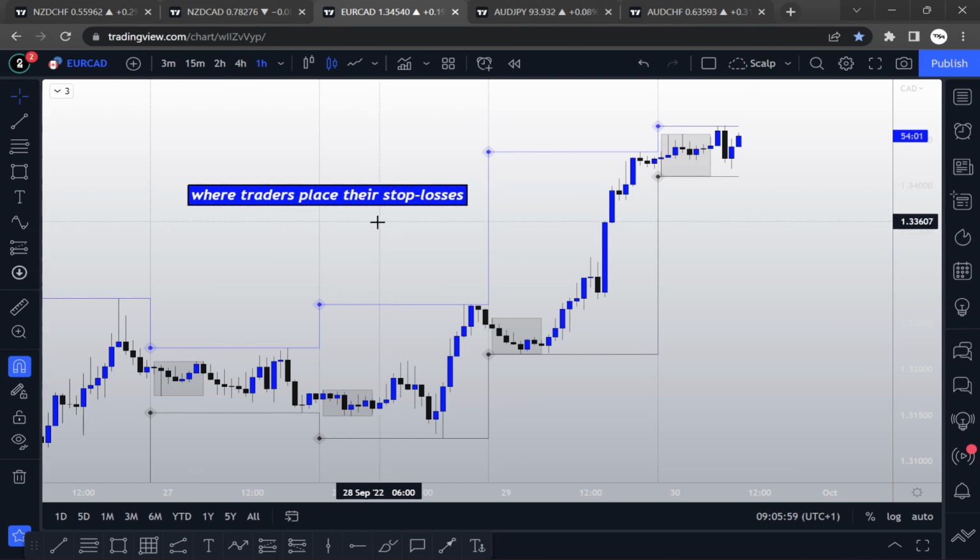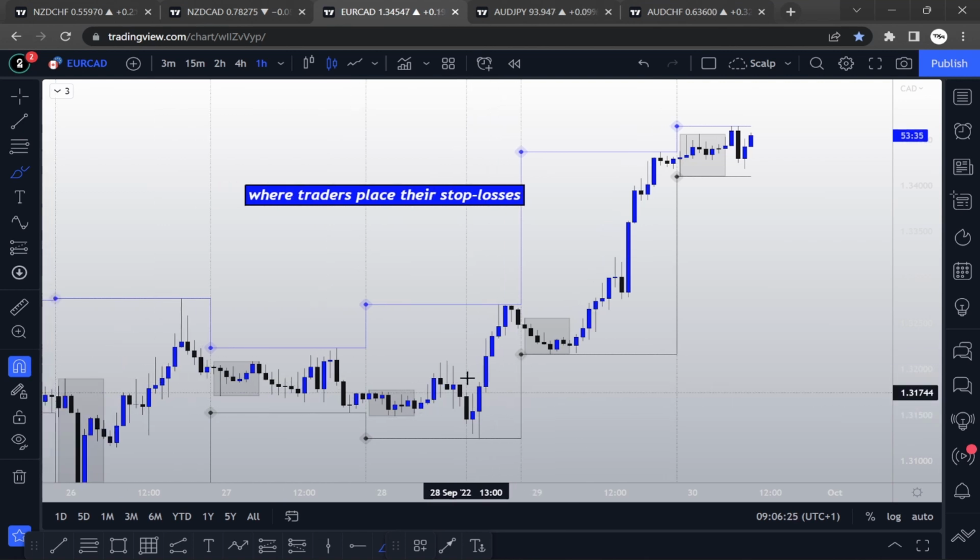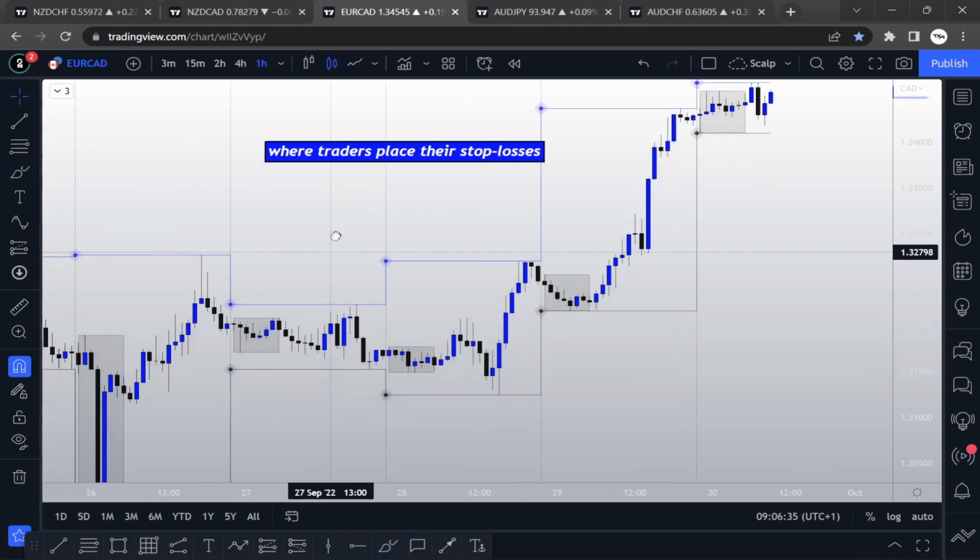Okay, so what happens is that the algorithm and the market maker generate price in such a way that when the price moves in a certain direction, traders all over the world are placing their stop losses, buy limits and sell limits at the highs and the tops of each swing high or swing low. And at a certain time, the market stop hunts those levels, grabbing liquidity from the market. Okay, so where are these areas?